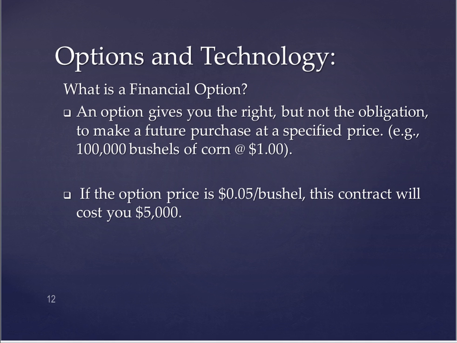So if you buy 100,000 bushels of corn at a specified price, a dollar, people are willing to sell you an option that'll cost you, in this example, 5 cents a bushel. Total contract cost is $5,000, and for that $5,000 you get the right to purchase 100,000 bushels at a dollar a bushel. The total cost then is $1.05.